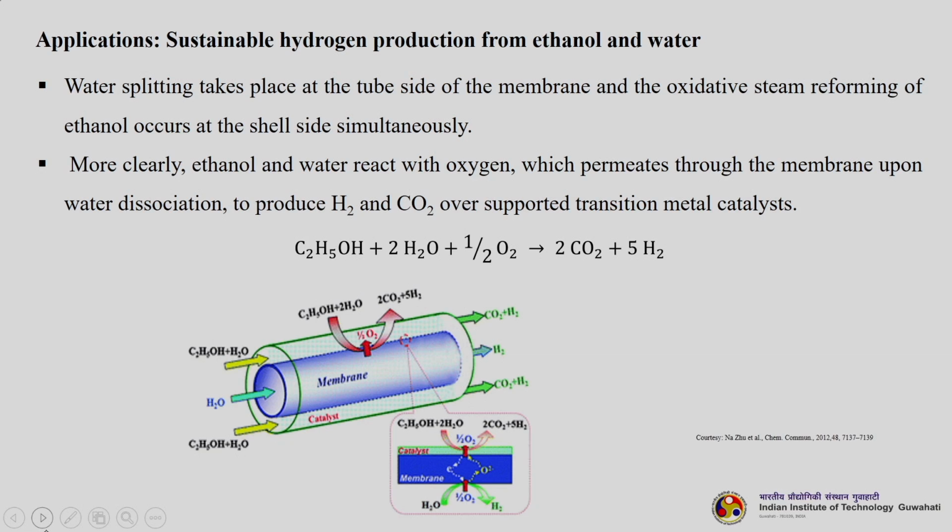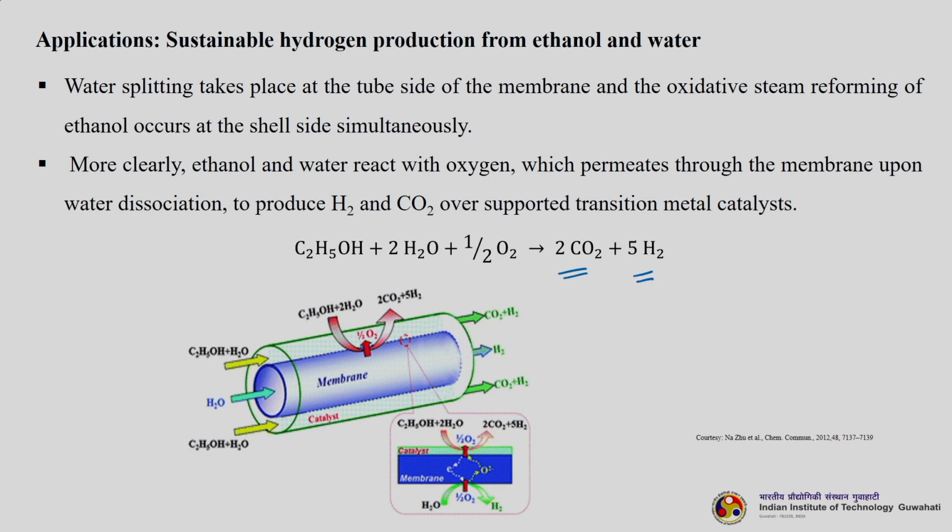Next, sustainable hydrogen production from ethanol and water. The water splitting reaction takes place at the tube side of the membrane, and the oxidative steam reforming of ethanol occurs on the shell side simultaneously. Two reactions are happening, one is this water splitting reaction, another is the ethanol steam reforming reaction.